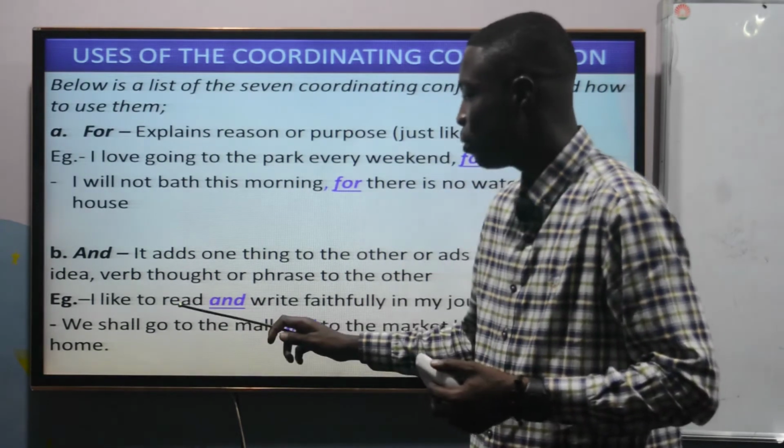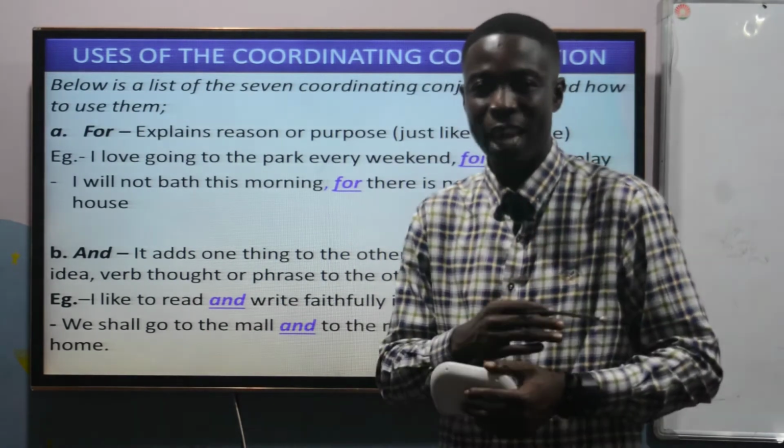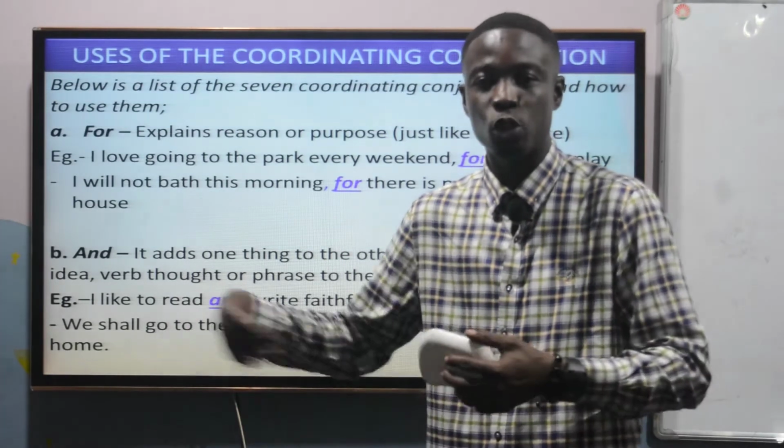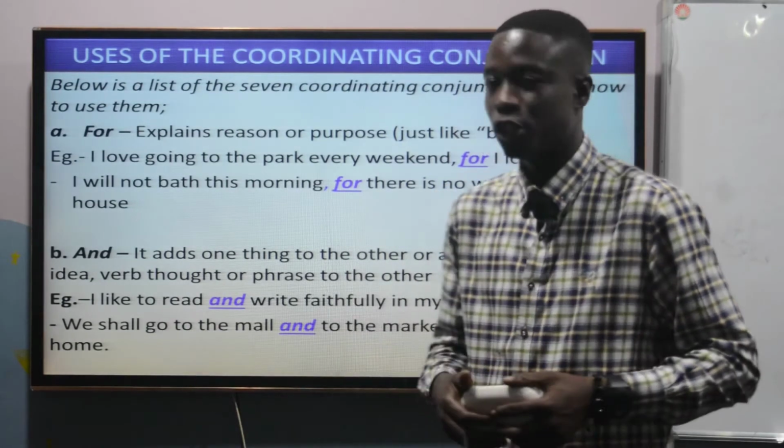In this example, the reading is something we like. The writing is something we like. They are similar, so we join them with and.